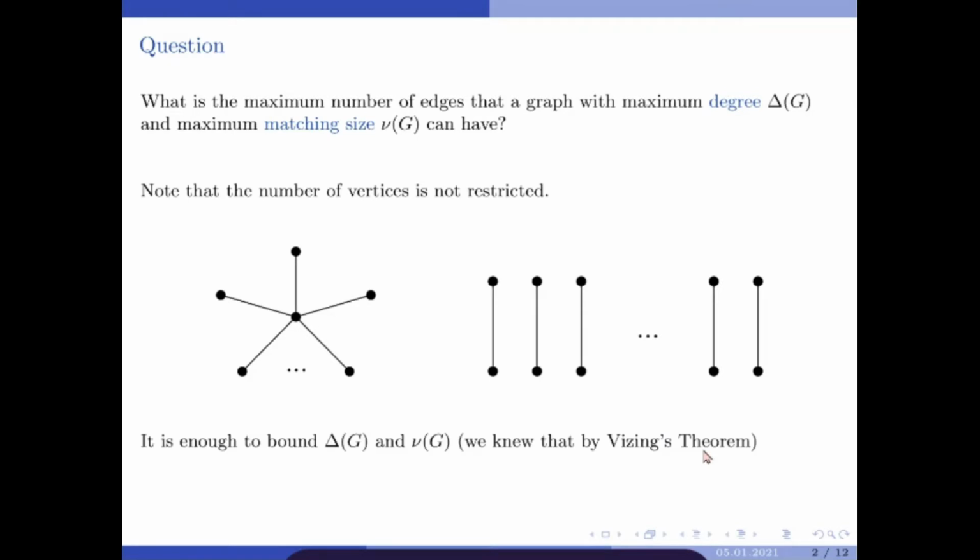And we know that bounding these two is enough for achieving a limited number of edges. We already knew that by Vizing's theorem, which states that the edge set of every graph can be partitioned into delta plus 1 matchings. So this is an upper bound on the number of edges, like a trivial one. Well, not so trivial, because the proof of Vizing's theorem is not trivial, but a known one. And here we're interested in the precise maximum number of edges that a graph can have.